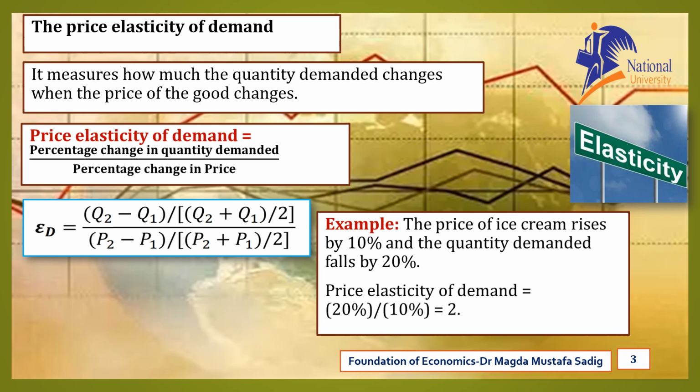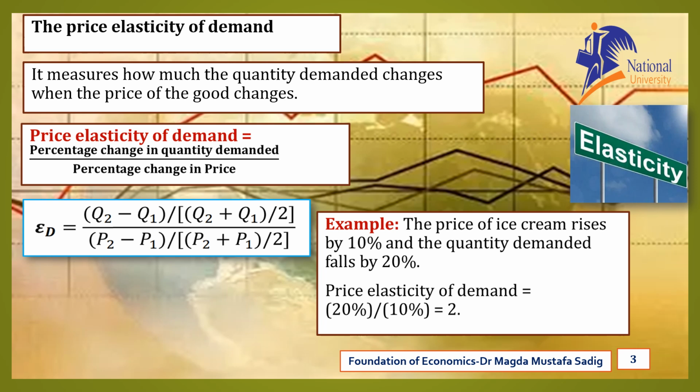So imagine you run a lemonade stand. You sell 100 glasses of lemonade at $2 each. Then you raise the price to $3, and now only 80 glasses are sold. So let us calculate the price elasticity. First, calculate the percentage change in quantity demanded. The old quantity is 100 glasses. The new quantity is 80 glasses.